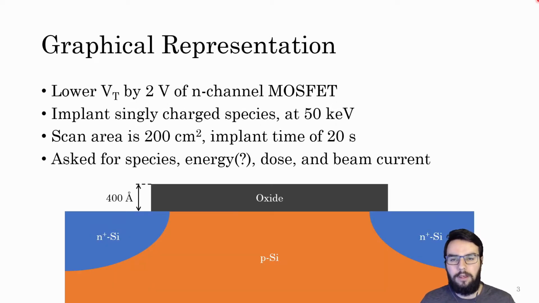So the question asks to lower the threshold voltage by 2 volts in an N-channel MOSFET. The implant dose will be of a singly charged species at 50 kiloelectron volts. The scan area is 200 centimeters squared and the implant time is 20 seconds.